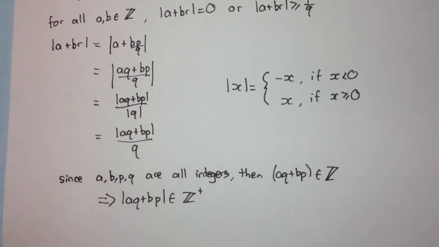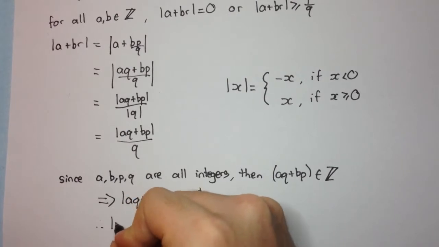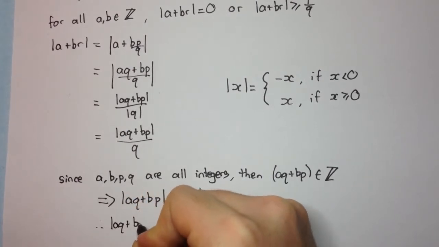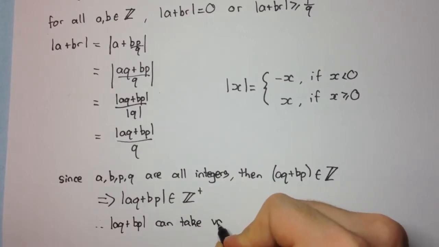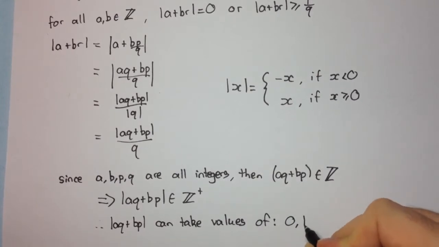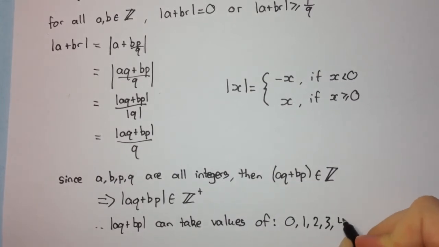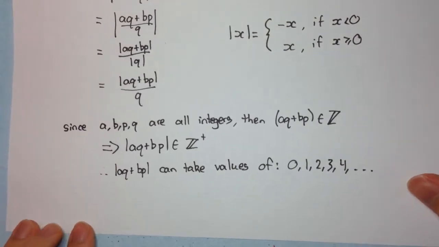Okay, so let's have a think about that. What does it mean if it's a positive integer? So therefore, this here can take values of 0, 1, 2, 3, 4, and so on. Now, it's never going to be negative because it's the absolute value, but it can be any of these integers. Okay, so now we need to consider a couple of cases.